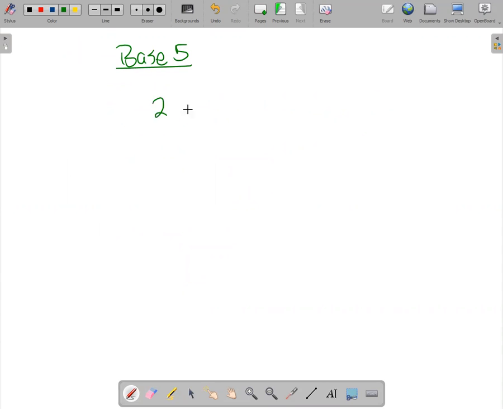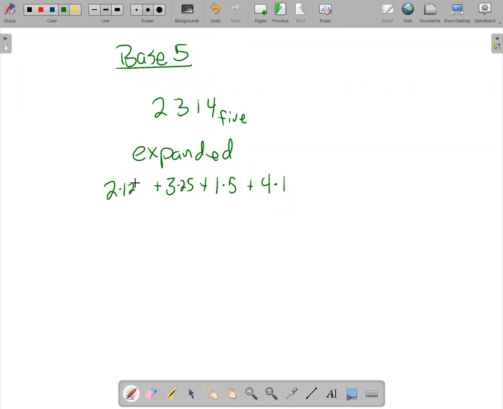Suppose I write a number like 2314 in base 5. I'm going to write this in what's called expanded form. And expanded means to name each place. Well, the 4 is in the ones place, so I have 4 ones there. The 1 is in the 5's place, so I have 1 5. The 3 is in the 25's place, so I have 3 25's. And the 2 we just figured out is in the 125's place, so I have 2 125's.